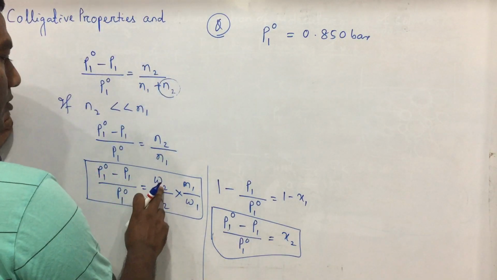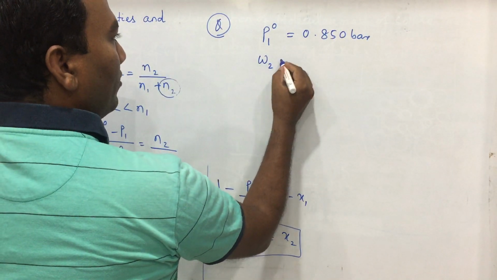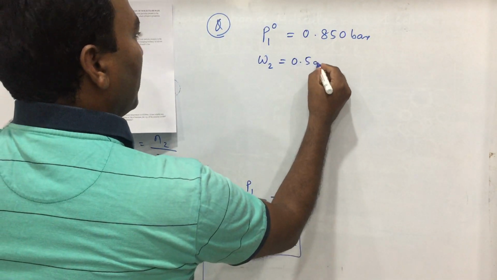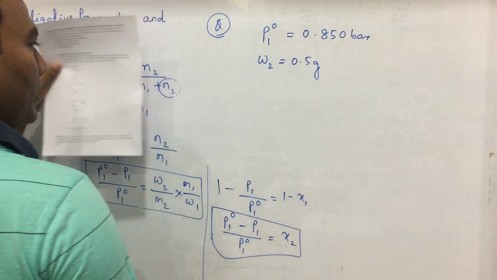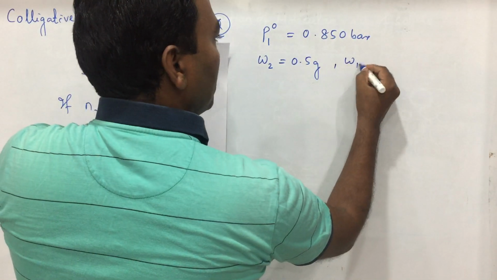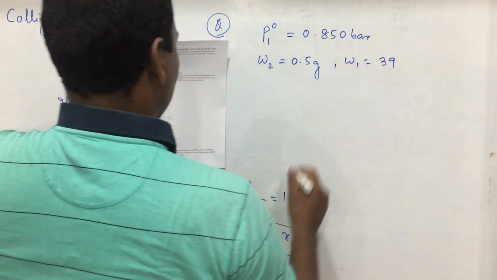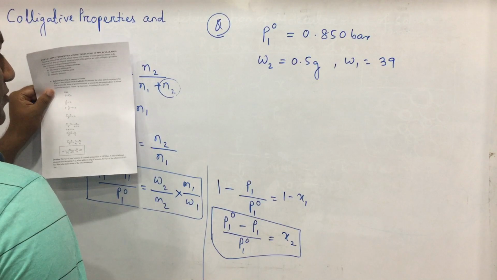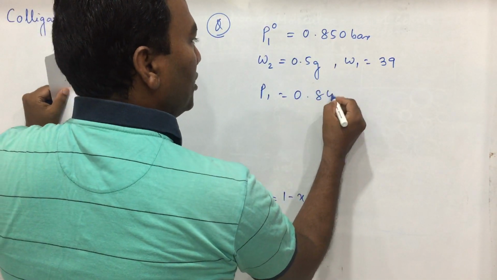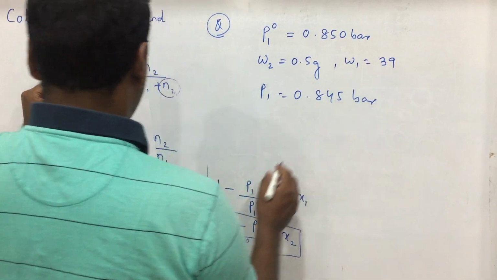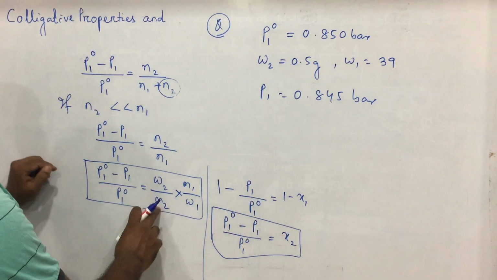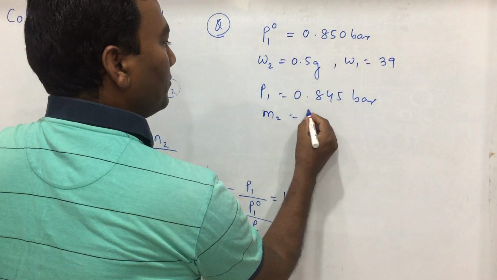A non-volatile, non-electrolyte solid weighing 0.5 gram, that means W2 is 0.5 gram, is added to 39 gram of benzene, that means W1 is 39 gram. The vapor pressure of the solution is 0.845 bar, means P1 is 0.845 bar. The question is, what is the molar mass of the solid substance? Molar mass means the value of M2.